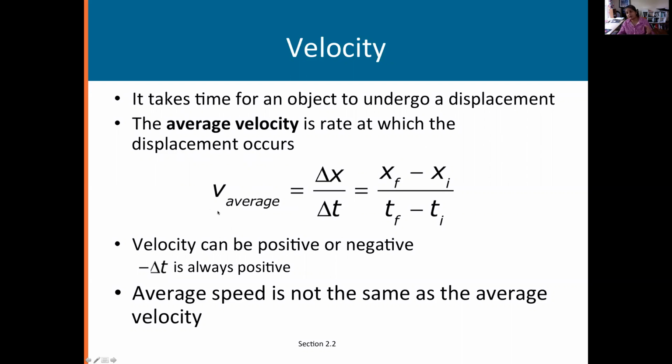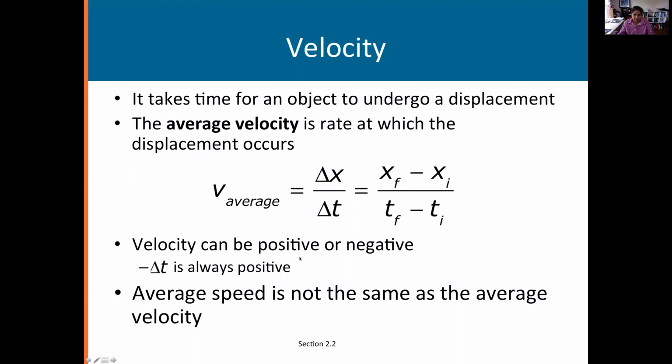So here we define our first type of velocity called the average velocity, is the displacement divided by time. So rate of change of displacement, okay? And it can be positive or negative because although the time is always positive, the numerator could be a positive term if xf is a greater absolute value than xi, or it could be a negative term if xf happens to be a negative number and xi is positive, or xi is a small negative number, okay?